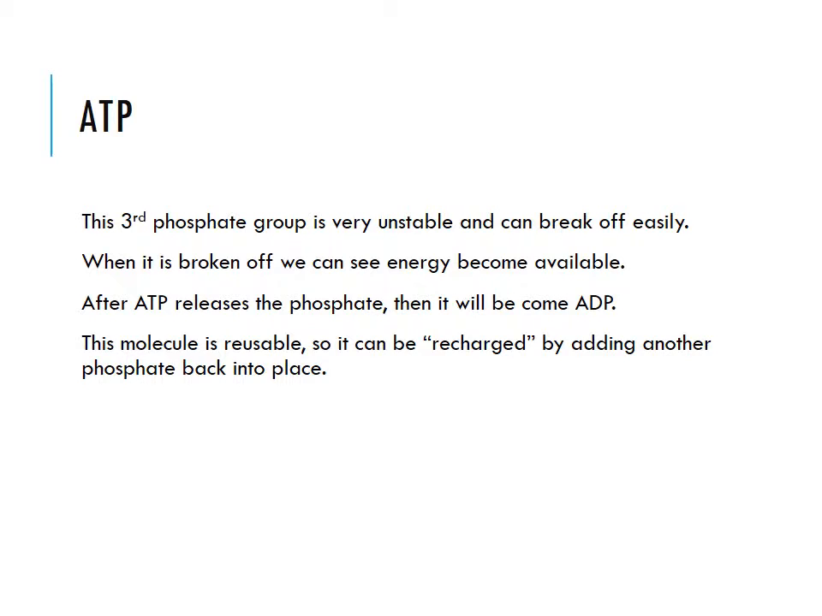So this third phosphate group, like I was saying, is extremely unstable, and it breaks off very easily. Now when it breaks off, that's when we see the energy become available. And after we release that phosphate, it now turns into ADP. Now this isn't meaning it's just worthless now. What we actually get to do is we get to reuse this molecule. We can recharge it by reattaching another phosphate back onto there. It's kind of like the currency of a cell.